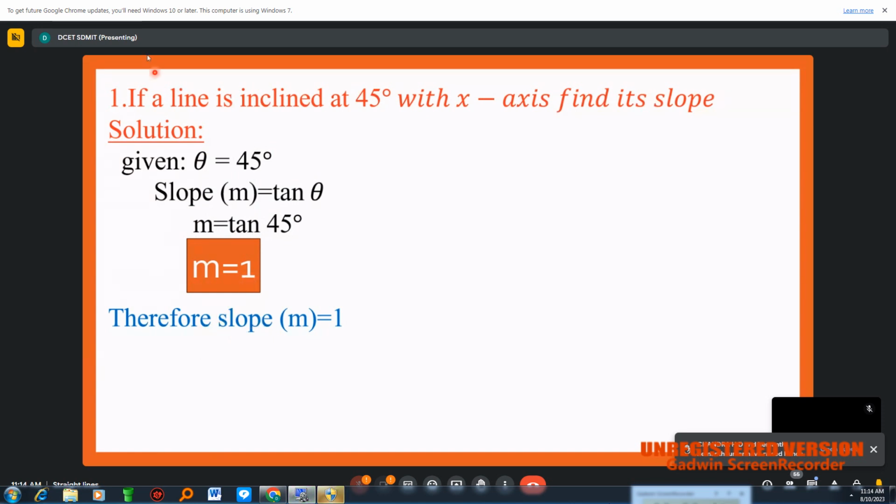Understood everyone? Here they have given theta, the inclination angle, as 45. We have to find the slope. Slope is tan theta, that is tan of 45. Tan 45 is 1. Therefore the slope value is 1.